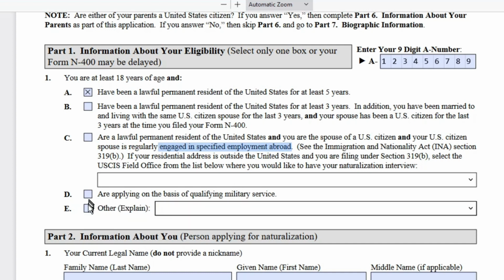That's for people who got VAWA. By the way, if you got VAWA through a US citizen, VAWA, Violence Against Women Act, you can file for citizenship after 3 years. Okay, so you don't have to wait. And 3 years means 2 years and 9 months.